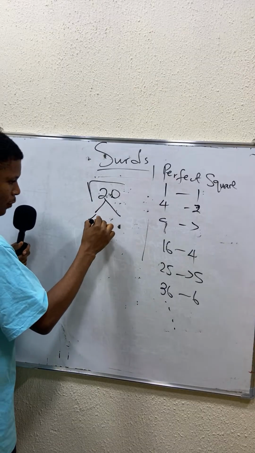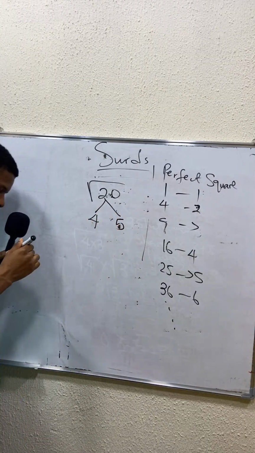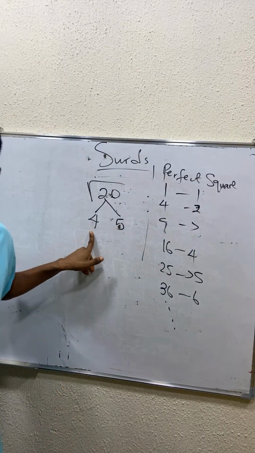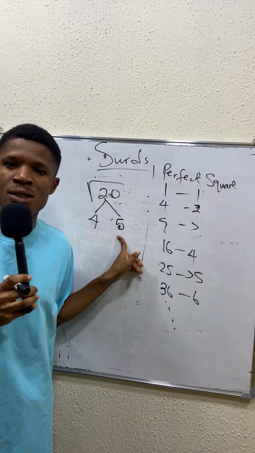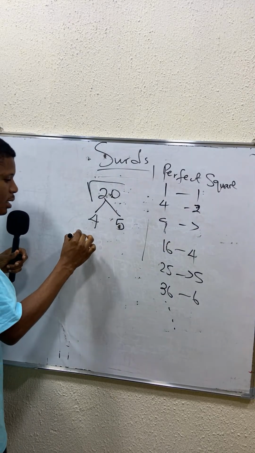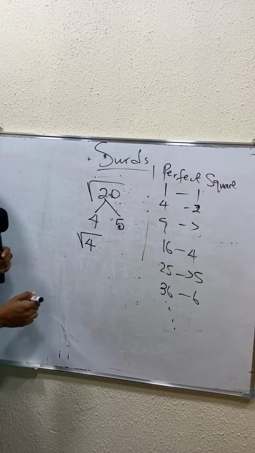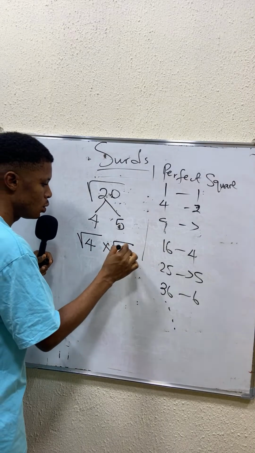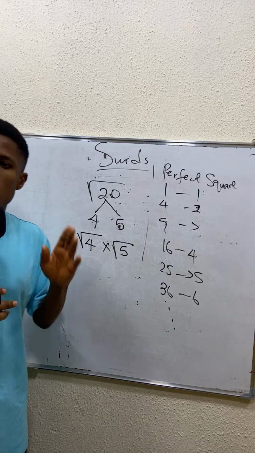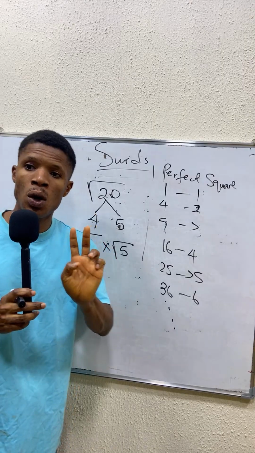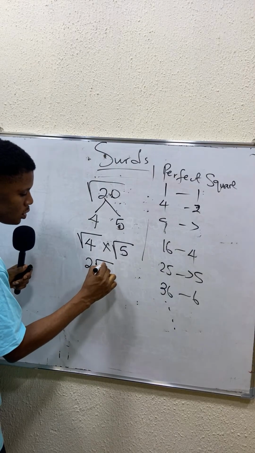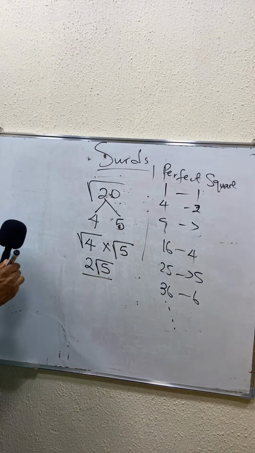Okay, so you see that 4 times 5 gives 20, right? So 4 is the perfect square and 5 is not. If you understand this, you can now split it into two different square roots, that's root 4 times root 5. Here, root 4 basically is 2. So you write it as 2 root 5, because root 5 cannot be broken down.